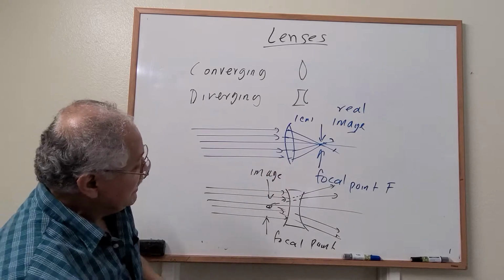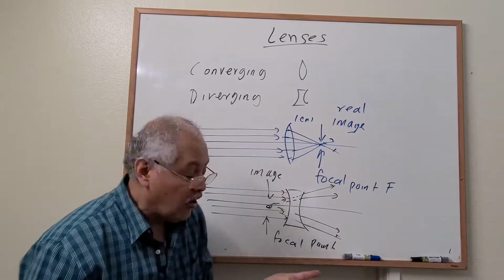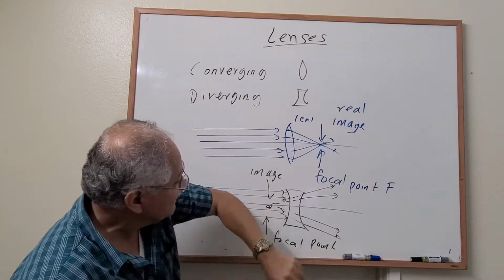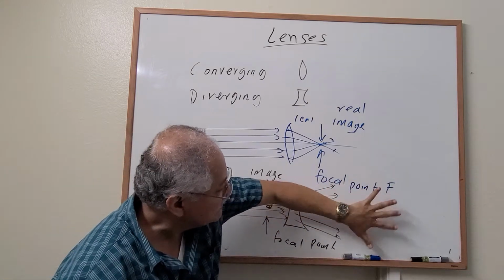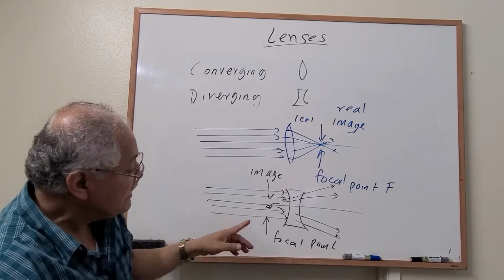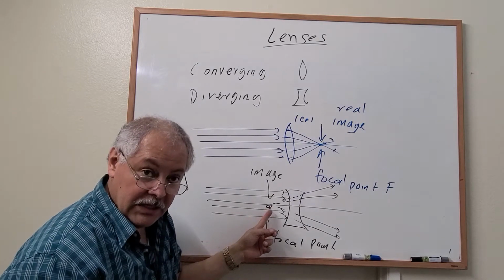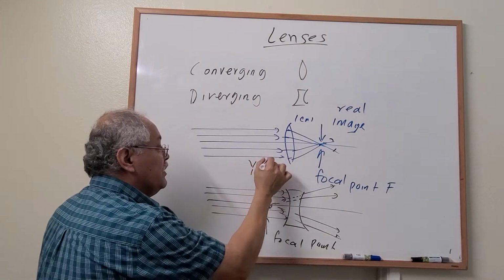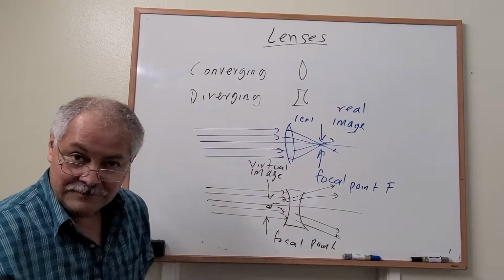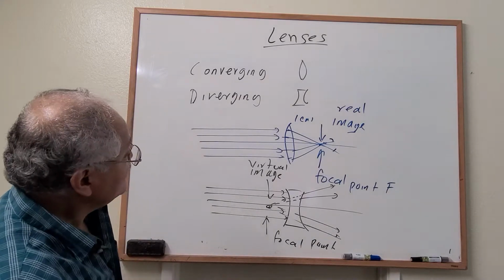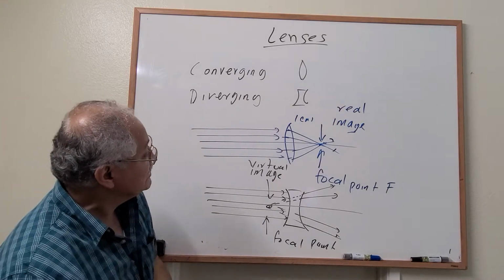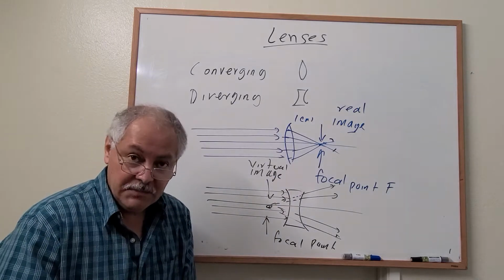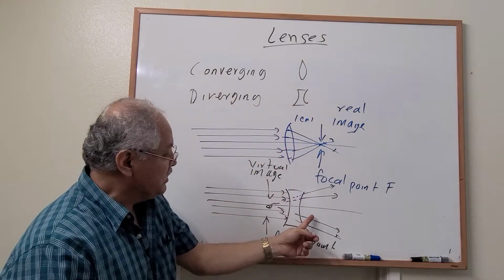But one more time, rays are not forming this image because the rays are being refracted in this way and diverge in this direction. So real light is not passing through this image. So in this case, this image is a virtual image. So we have these two lenses forming different types of images. This is a real image and this is a virtual image.